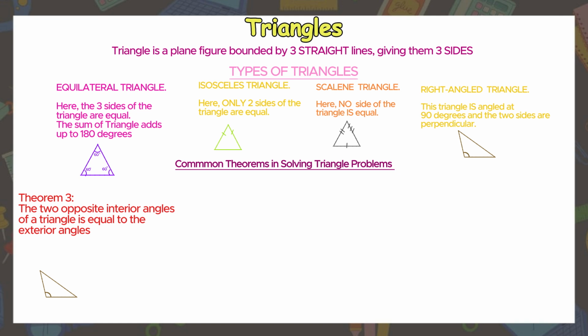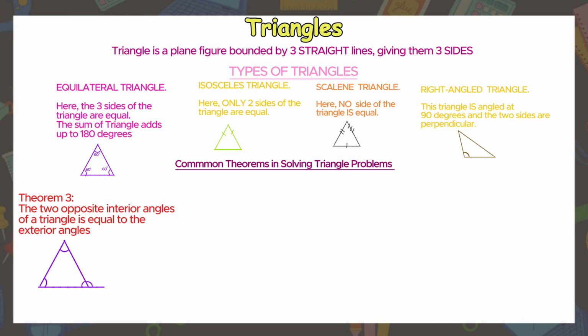So what do I mean by this? Now, if we have something like this, we have an angle here, we have an angle here, so we have another one here, then we now have another angle here, for example. This is the two opposite interior angles. This one is facing this direction, this one is facing the other direction, opposite. These two opposite angles are equal to the exterior angle.